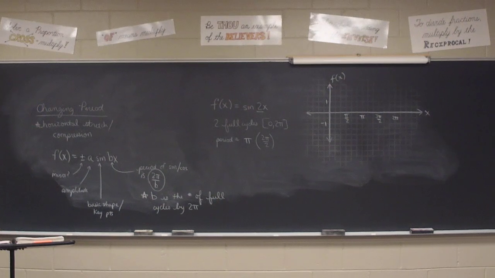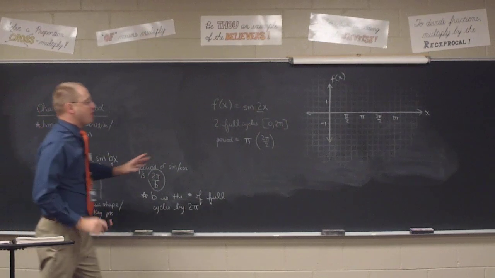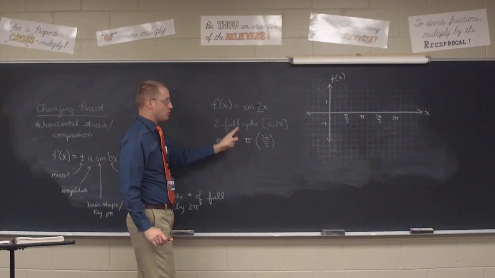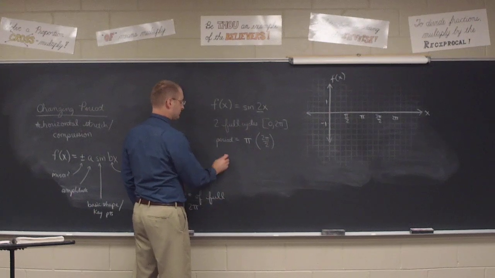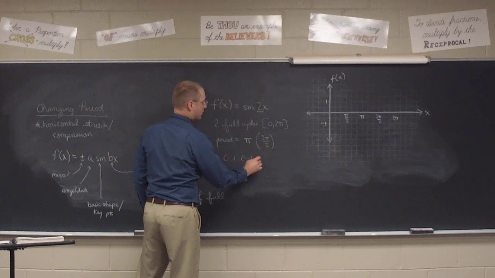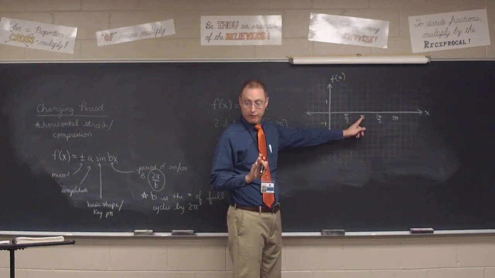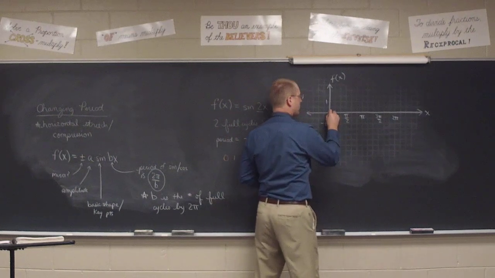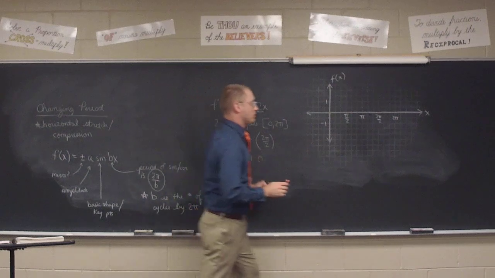So let's consider this for just a moment. If the entire period is pi, then that means all the key points, class, have to be done by the time you get to pi. Now, what are sine's key points? 0, 1, 0, -1, 0. All of this by the time you get to pi. So here's the way I graph it. I put my first point, of course, at 0, which is 0. And I put my last point at pi, which is also 0.